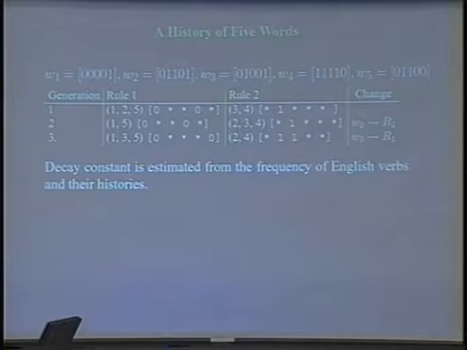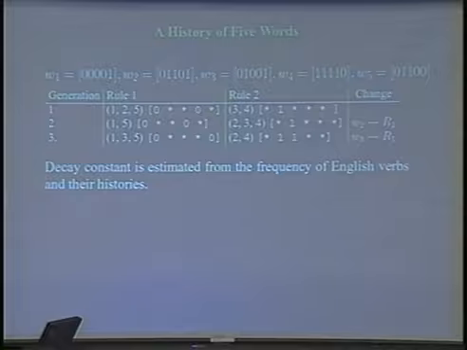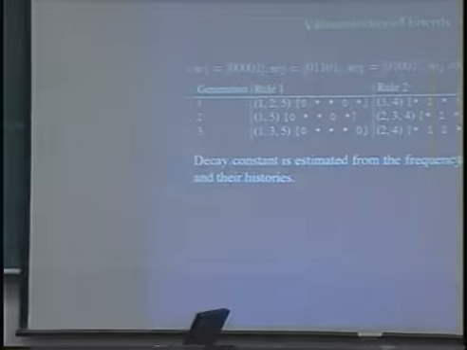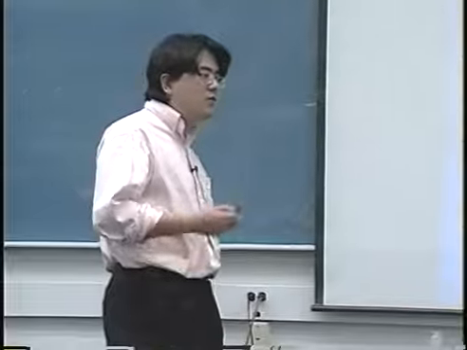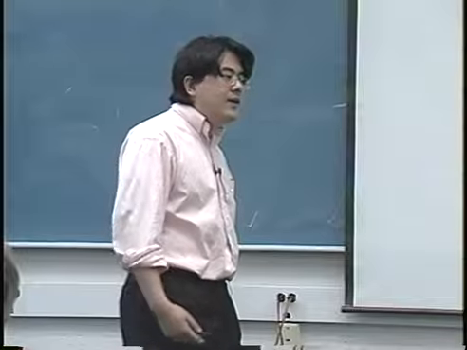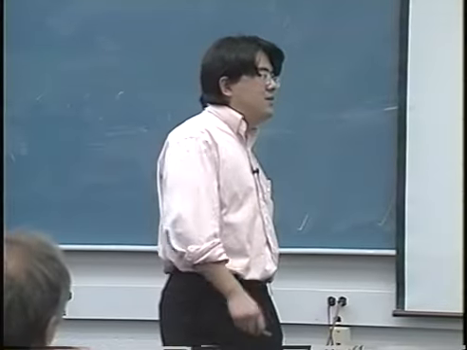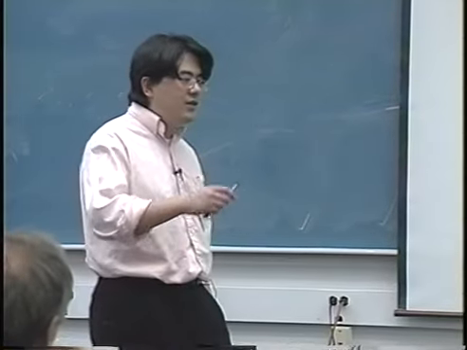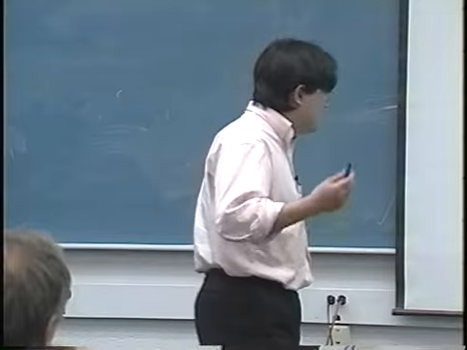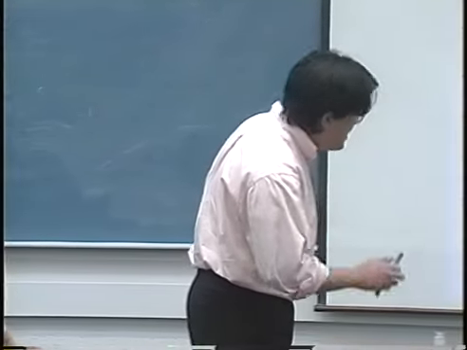The decay constant is something you can estimate, though I'm not sure how accurately, from the frequency of English verbs and their histories. There are some known verbs that were irregular, but are not irregular anymore. You can take a frequency chart and see where you want to draw the cutoff point. That's something that in principle can be done.